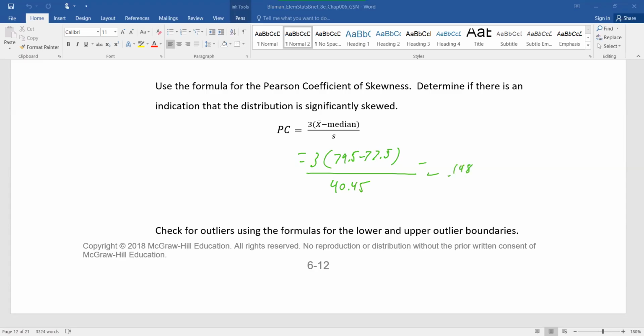So regardless, even if I kept on going with it being 0.148, does this indicate it's skewed? No, because the number has to be either greater than 1 or less than -1. If it falls between 1 and -1, that indicates that it is not skewed. So if it's not skewed, then we can assume it's normally distributed.